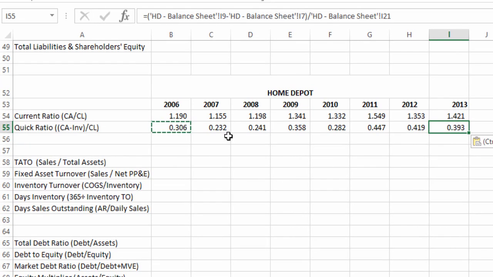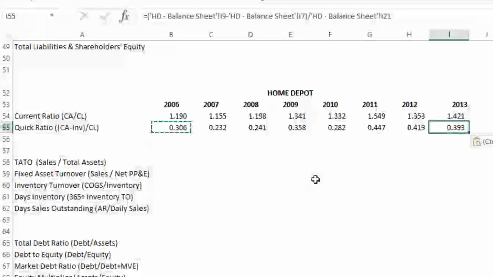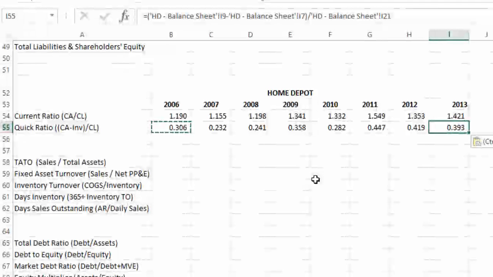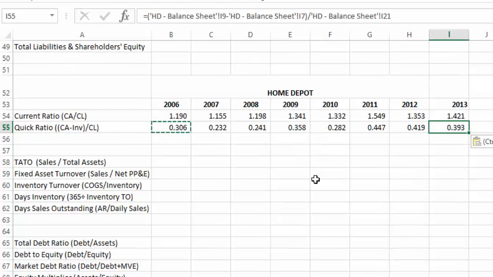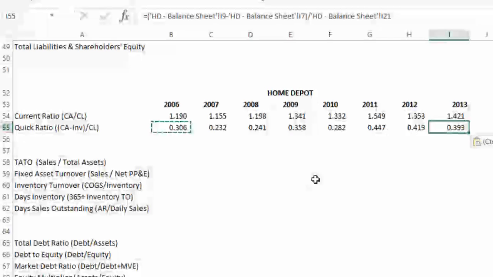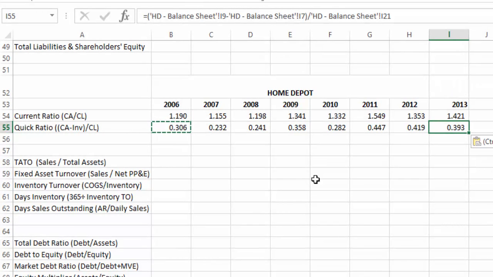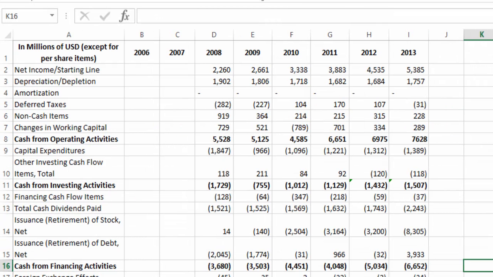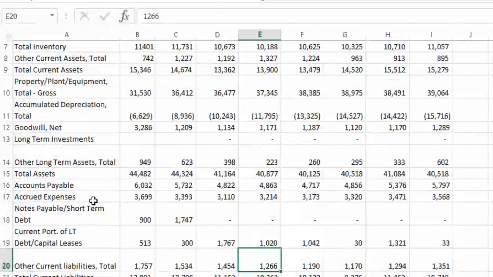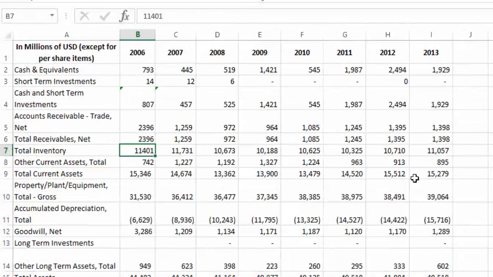And as I'm looking right now at the difference between those two numbers, it's pretty substantial. One thing that tells me is that the firm has a lot of inventory. Inventory is a big part of the firm's current assets, and that has implications for the operations of the firm. With this much inventory, and again, let's just look at the balance sheet, the inventory for Home Depot in any given year is $10 to $11 billion. So that's a big number. It's a lot of money tied up in inventory.